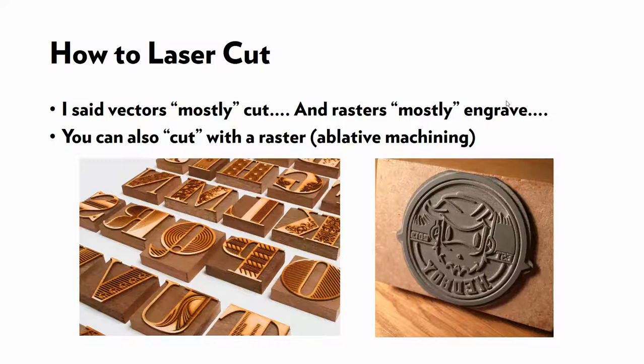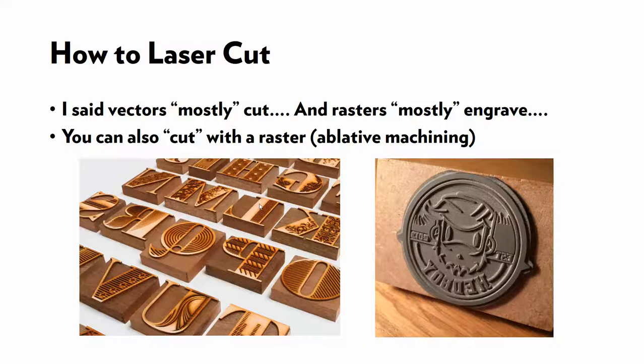Now, I said that mostly vectors are used for cutting, and mostly rasters are used for engraving. But you can also cut with a raster. We call this ablative machining. It's a fancy way of saying you're just burning all the material away. And that's one way to make, for example, these letterpress block letters. So you're machining away all the material except the letter that's going to stay raised up.